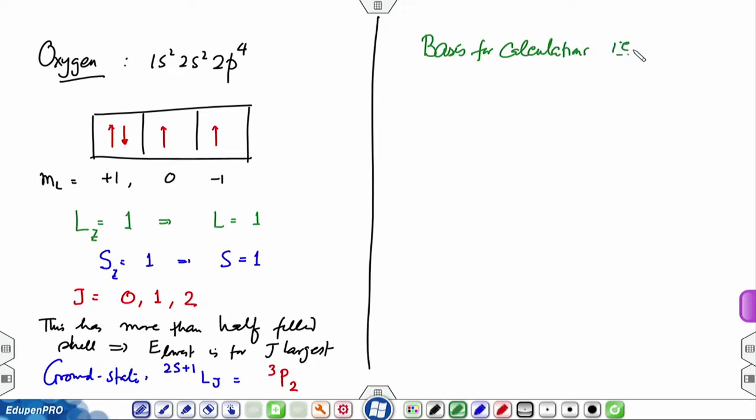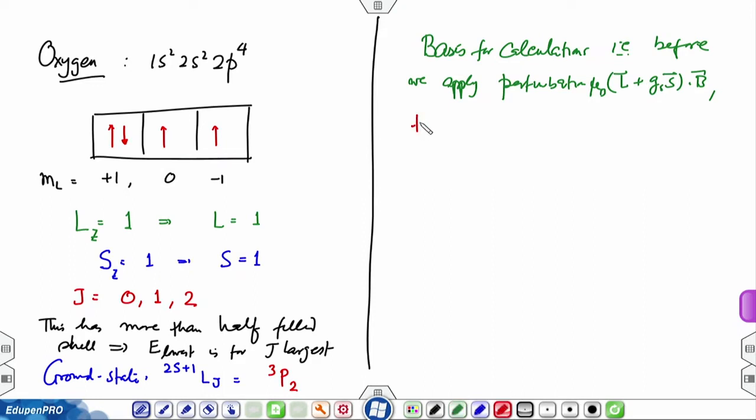that is, before we apply the perturbation L plus GS S dot B mu B, the atom or the ion has states specified by J, L, S, and Jz.